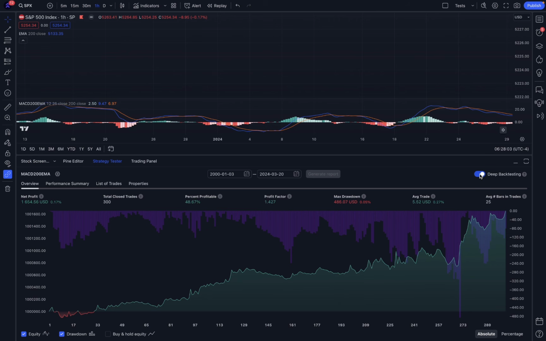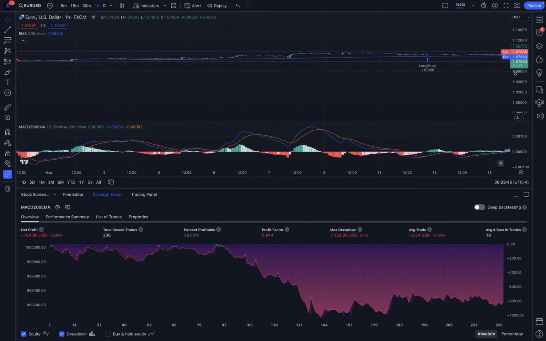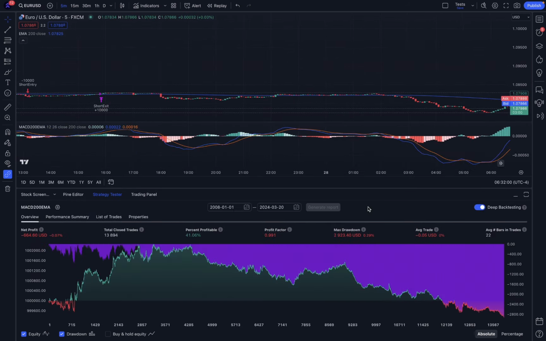Let's see something else. Okay, this is a Euro USD chart. Here you can see the deep back test for Euro USD in the 5-minute time frame, and as you can see also the results are not very good even when you add your fees. So I wouldn't recommend you to use the strategy, but I put the link in the description so you can add it to your TradingView chart.